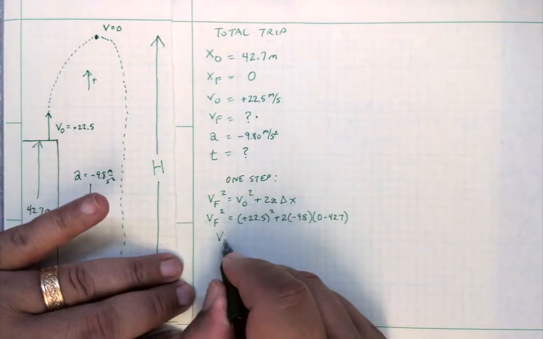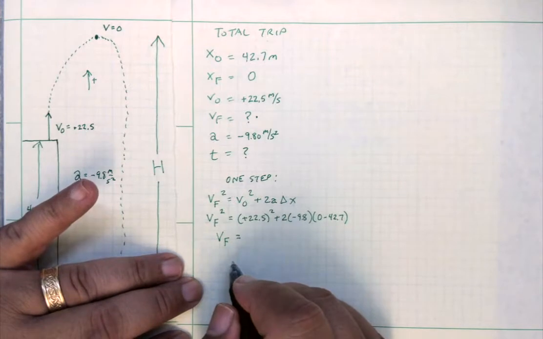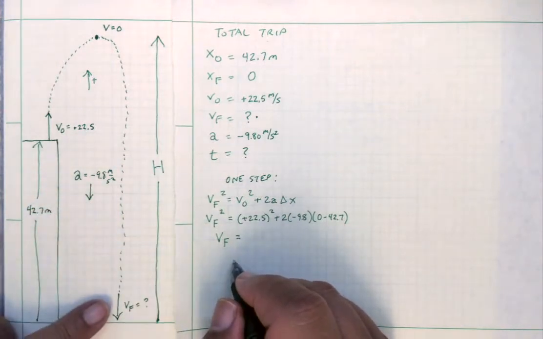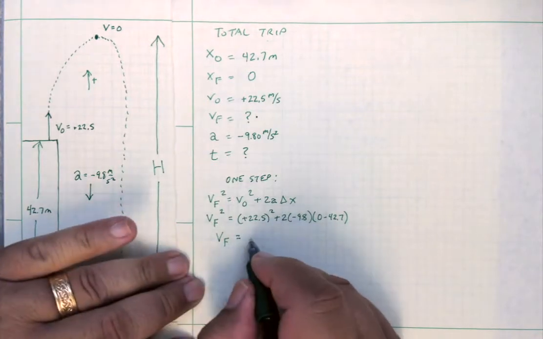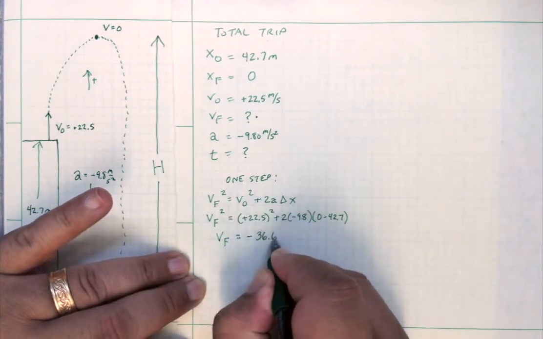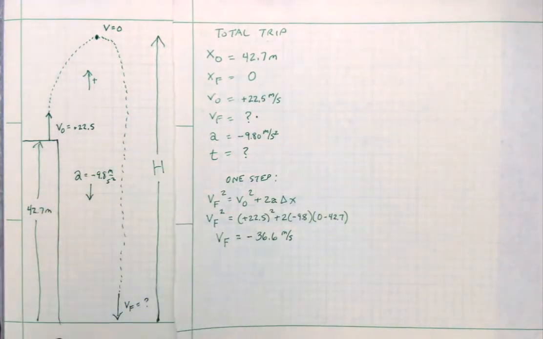Performing the calculations, we find that since we're taking the square root, we have a choice between the positive and the negative values. The velocity is downward, and so we choose the negative value, negative 36.6 meters per second. Remember, that negative sign is one of the two options we get because we take the square root. We choose the negative sign because the final velocity is downward.